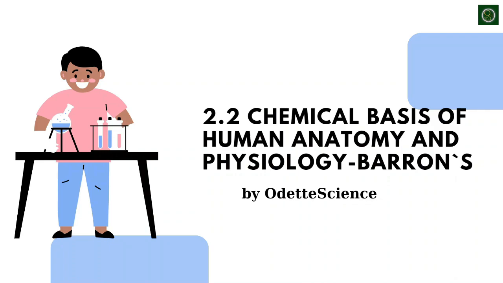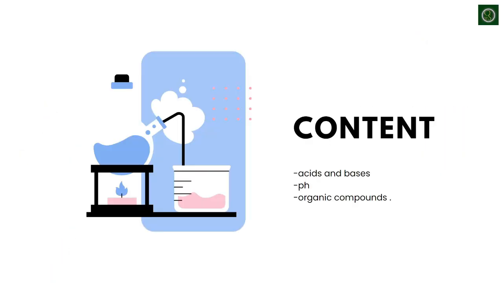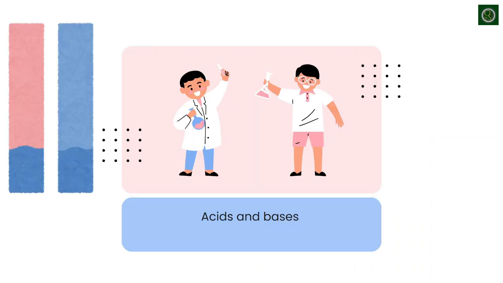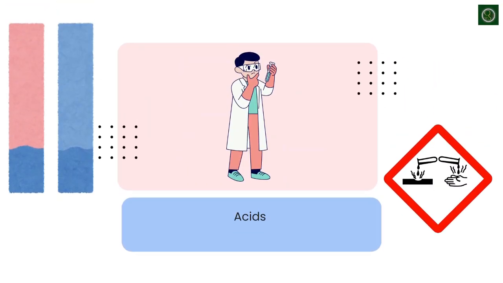Last time we did an introduction to the chemical basis of human anatomy and physiology. Today we will continue this introduction and talk about acids and bases, pH, and organic compounds. Acids and bases. An acid is a chemical compound that releases hydrogen ions when added to water.